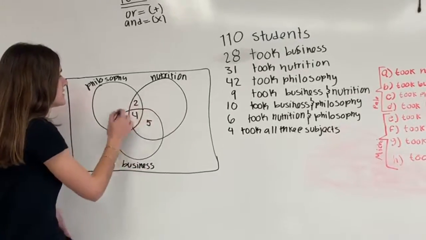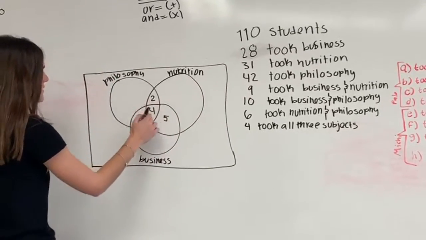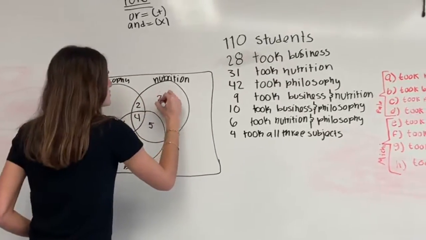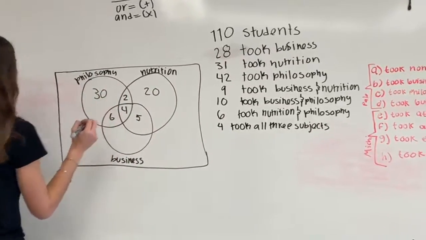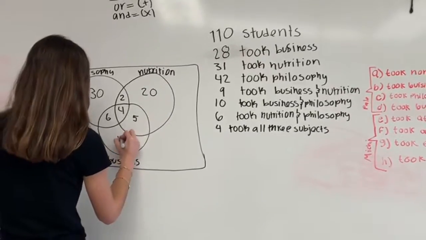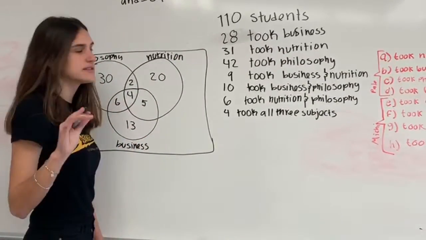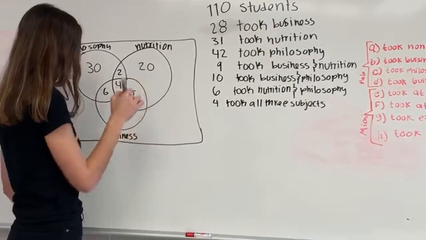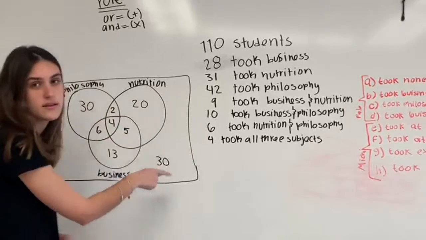After you place all those small numbers in the middle, you go to the big numbers and you subtract the middle, so you're gonna get 20 students studied only nutrition, 30 students studied only philosophy, and 13 students only studied business. To get all the students that didn't study anything, you need to sum up all these numbers, and the answer is 30 students. And you put it outside the 3 circles.